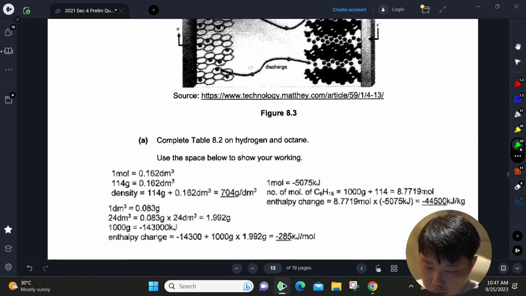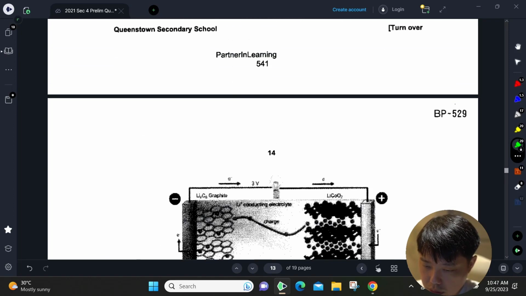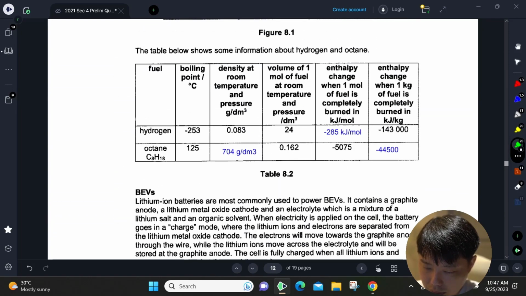They want us to complete table 8.2 on hydrogen and octane. So we're going to use the values that are given in the table to help us calculate. I think we're going to calculate the density of octane. What is the density, which is the mass divided by the volume? So we are given what? Given the volume of 1 mole of this fuel. So that is the volume.